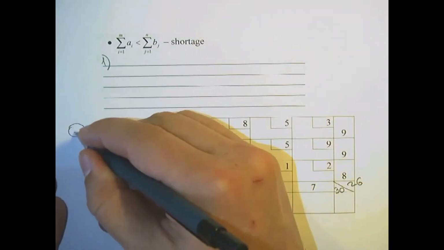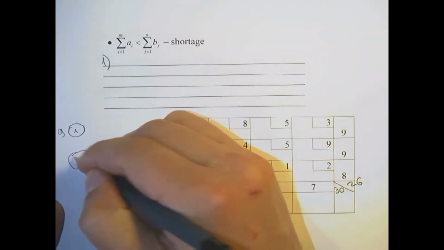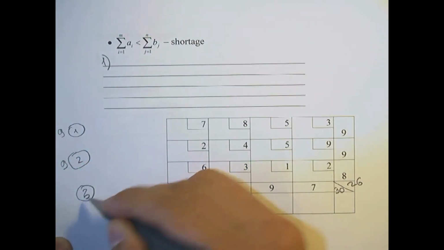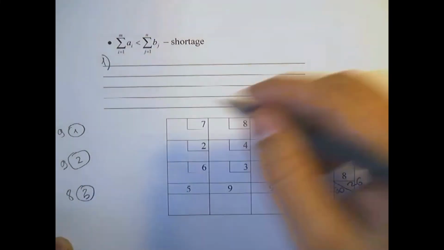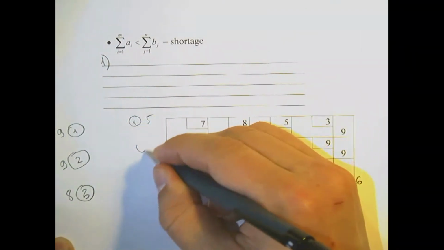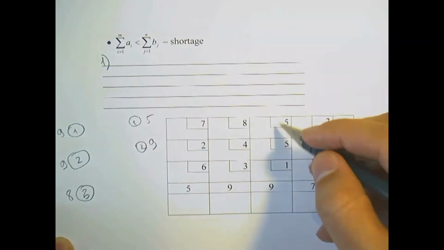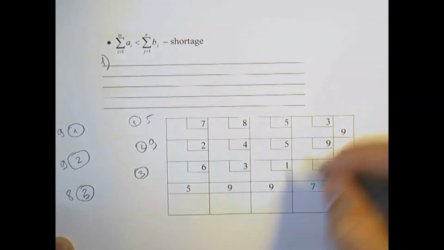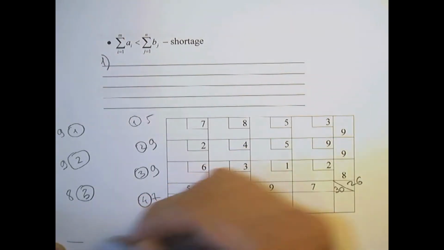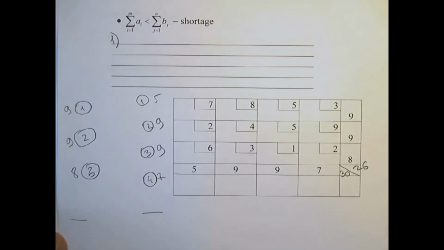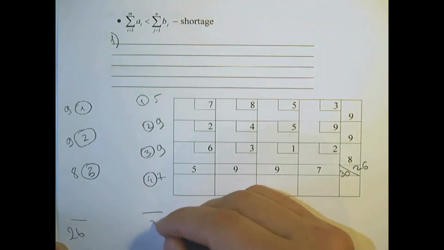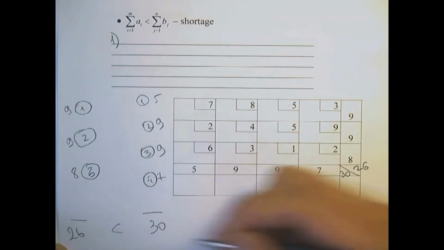So it is the first producer and the production volume is 9. The second producer, the production volume is 9. The third producer and the production volume is 8. And our customers: the first one with the demand 5, the second with the demand 9, the third with the demand 9, and the fourth with the demand 7. So let us calculate the balance. The total production is 26 and the total demand is 30. And we see that there is shortage.